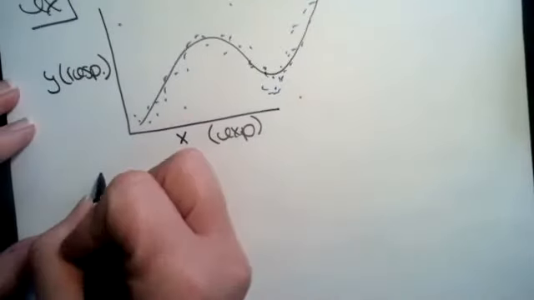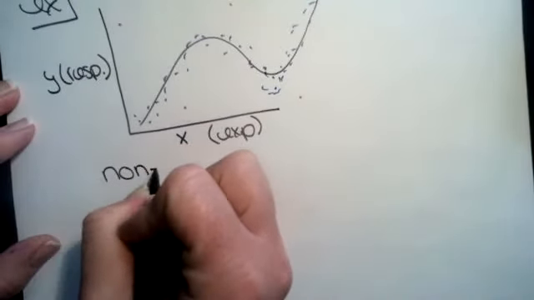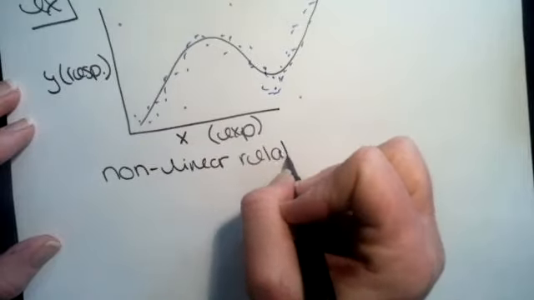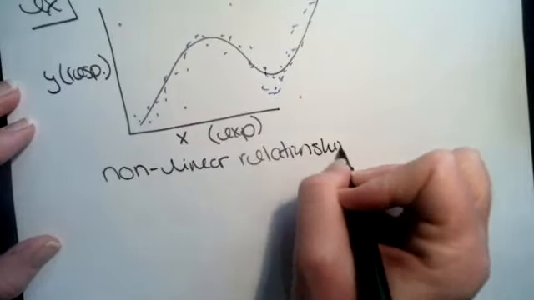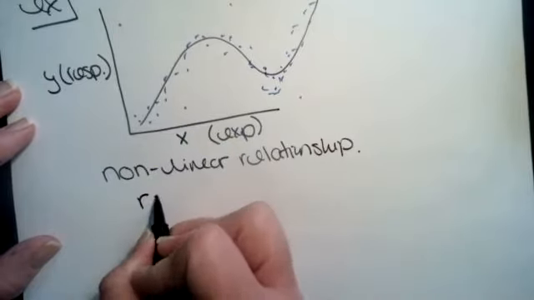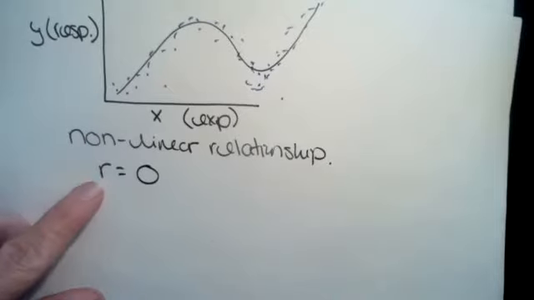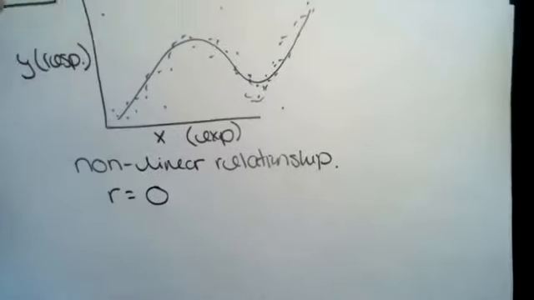Now here, we could call this a non-linear relationship. And what would happen is my R value would come down to almost 0, because remember, R only represents a linear relationship.